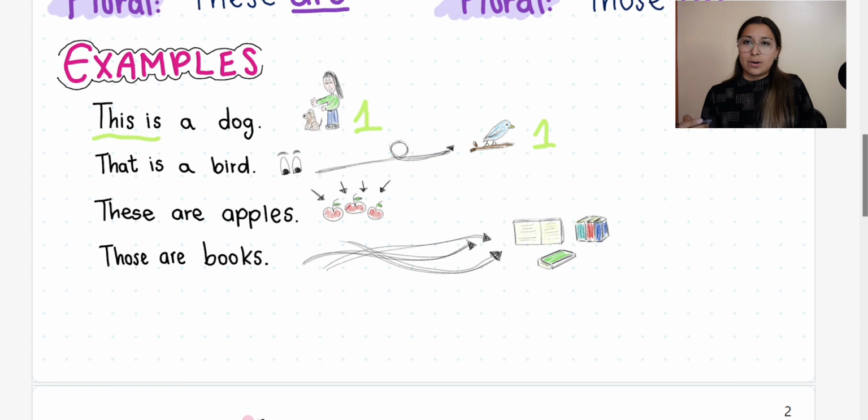That is a bird. On the contrary of the first example, maybe I can look at the bird, but I cannot touch the bird. So that's why I'm saying that is a bird. Maybe the bird is on a tree.